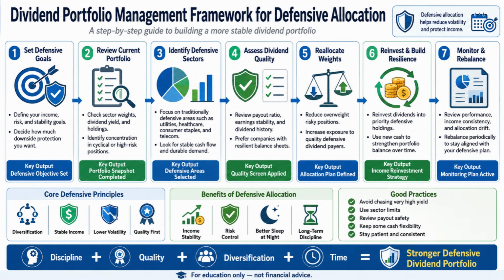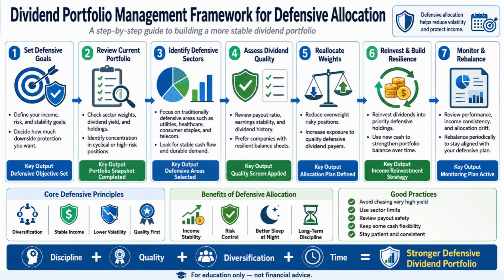First, we begin by setting defensive goals. This means defining your income target, your risk level, and your stability goals. In other words, you need to decide how much downside protection you want while still aiming for consistent dividend income.